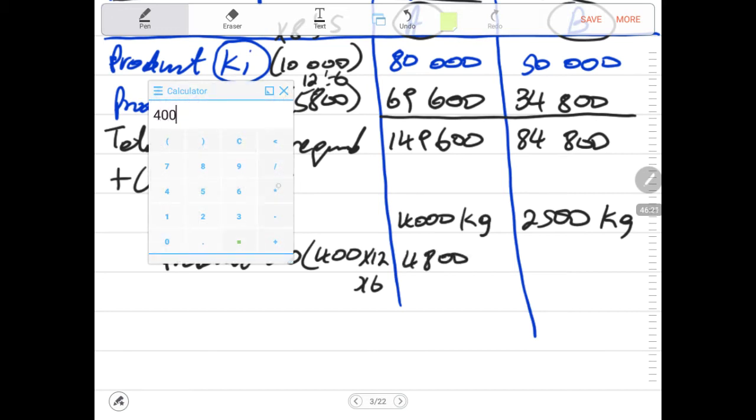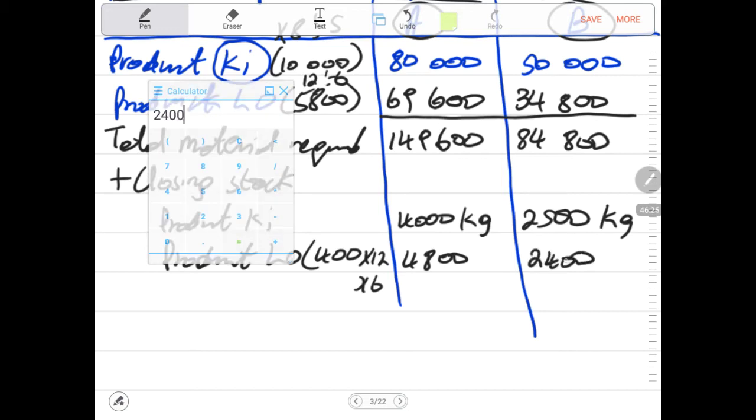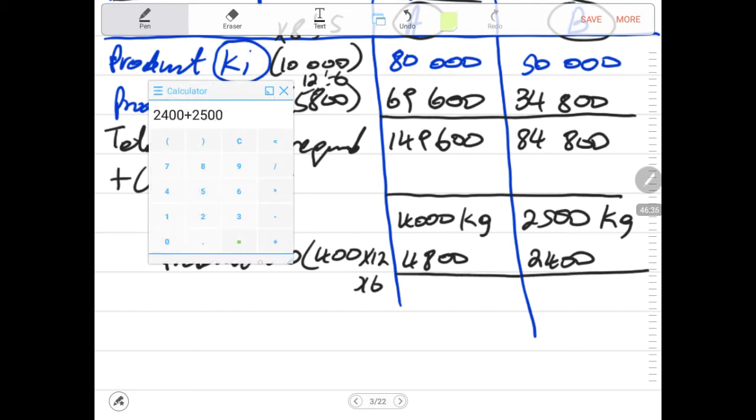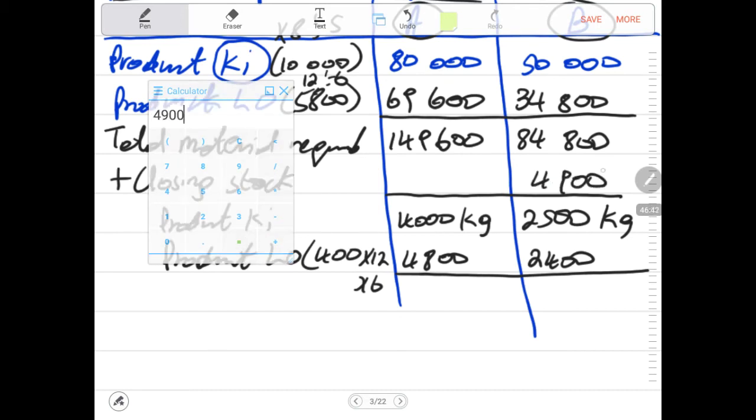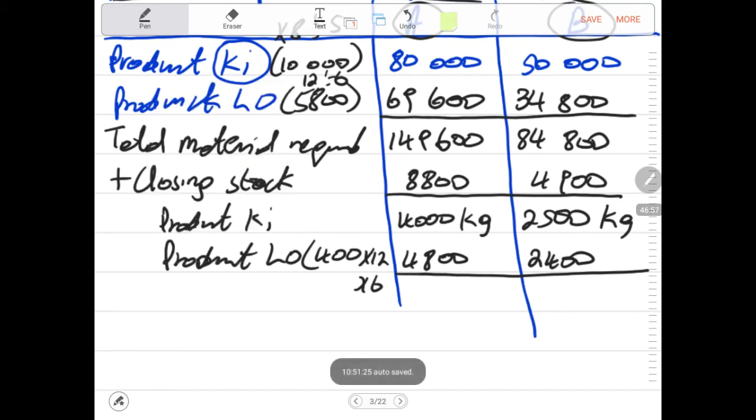Then we say 400 by 6, it gives us 2,400. Then we can draw a line here in order for us to get to the total of what we are looking for. 2,400 plus 2,500, we get 4,900 as our closing inventory. 4,900 is our closing inventory, that must be added. And 4,000 plus 4,800 is 8,800 kgs that are needed as closing inventory.